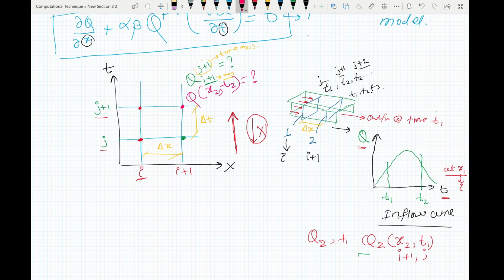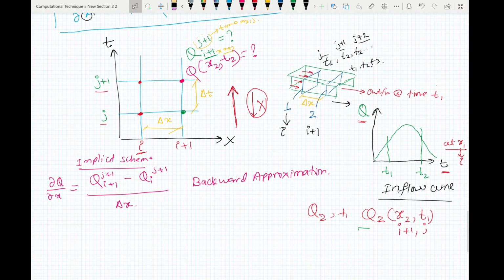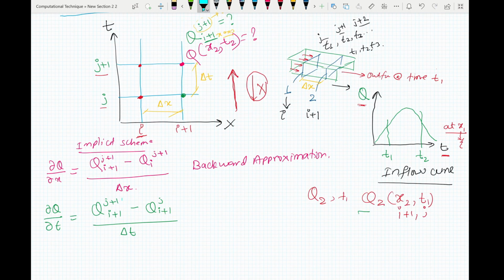So your dq by dx will be equal to, we can use implicit scheme. So this is the backward approximation using Taylor series as we did earlier. Similarly, your dq by dt will be given by, now you can see here that this point here is this point, this one is this point, and you have delta t. Here in time we always have to move into the future step.